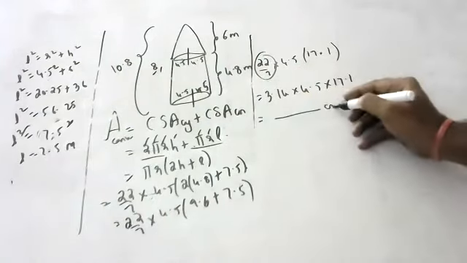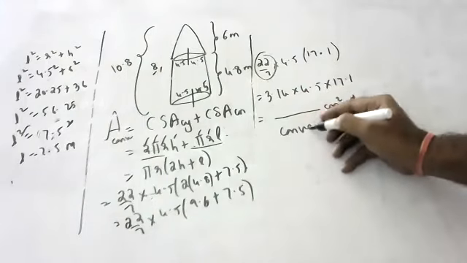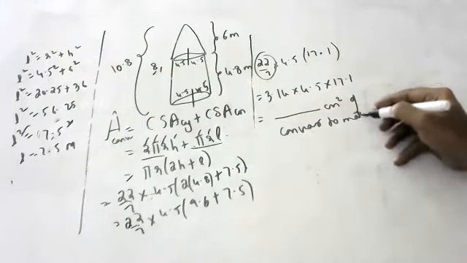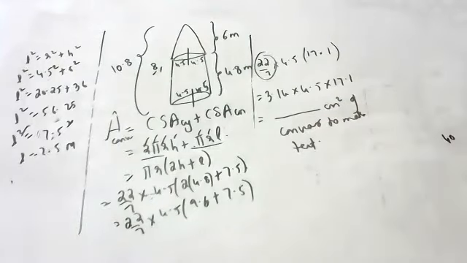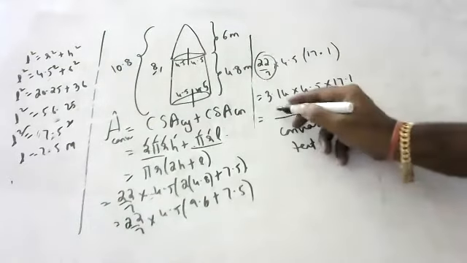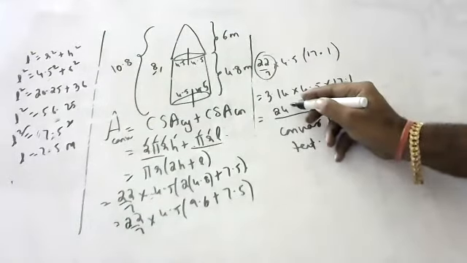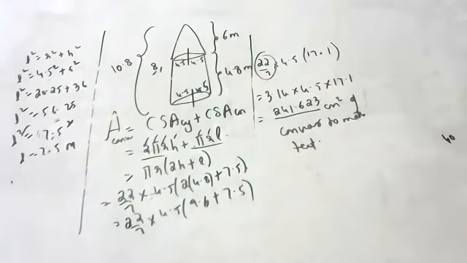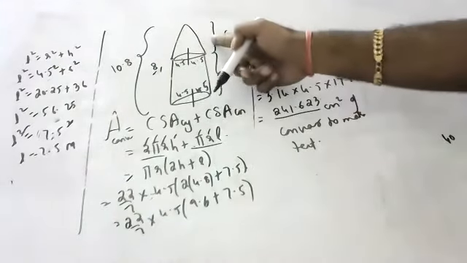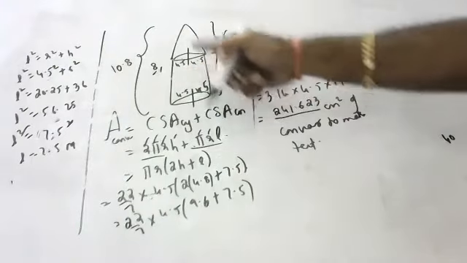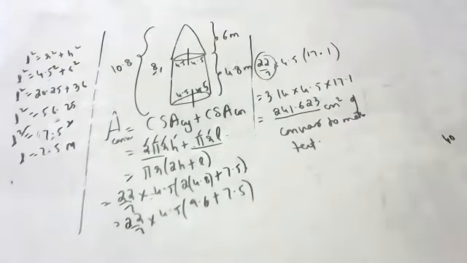Can anyone tell, children, what area of canvas is needed to make the tent? 241.623. Thank you, Tanvi. 241.623 square meters is the area of the canvas, children. Here, area of cylinder you should take, area of cone you should take. CSA of cylinder plus CSA of cone, both you have to take, children. Then only you will get the answer. If you don't take like that, you will not get it.